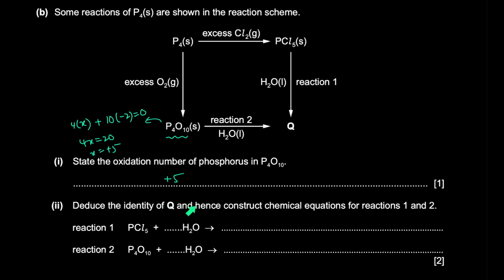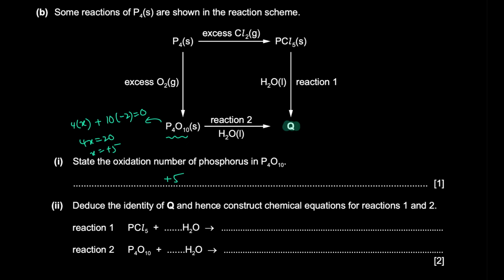Deduce the identity of Q and hence construct chemical equations for reactions 1 and 2. So they're saying over here we have Q, right? Q can be formed when PCl5 reacts with H2O. It can also form with P4O10, or phosphorus 5 oxide reacts with H2O. So what do you think Q over here is? What happens when the oxide of phosphorus or the chloride of phosphorus dissolve in water? What are we forming here? We have an acidic oxide and an acidic chloride.